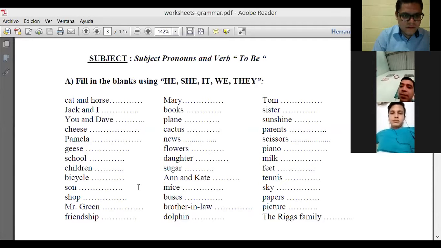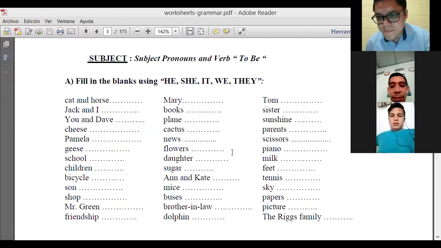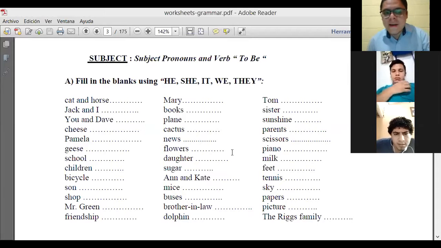They. Yes, geese is plural. And goose is singular. All right. So, what is the subject pronoun for geese? They. Okay. They.